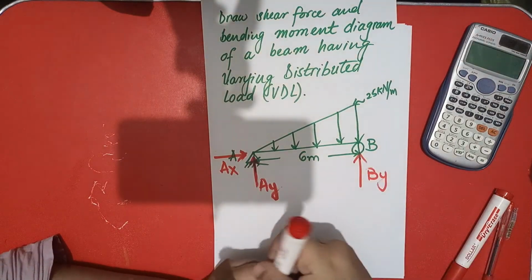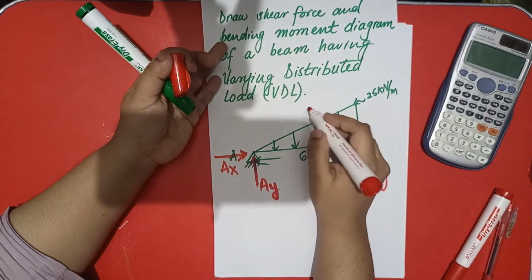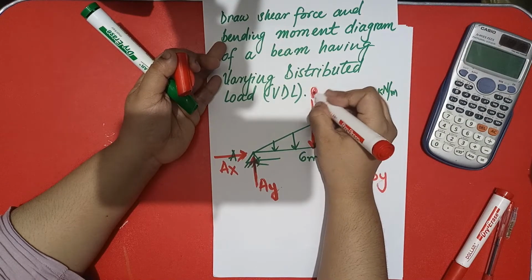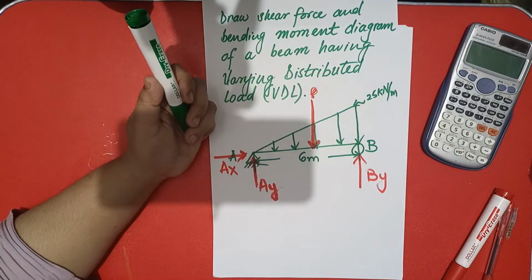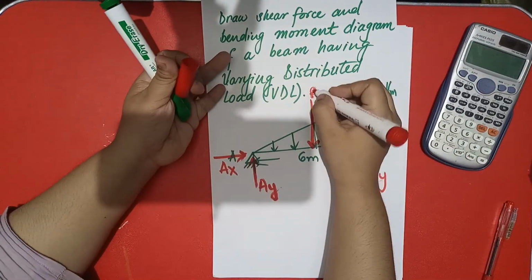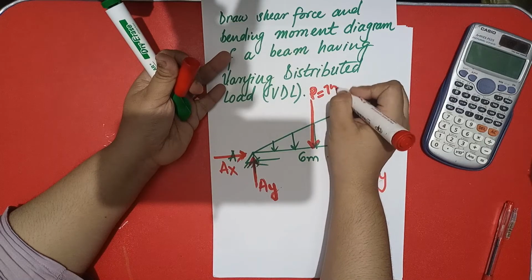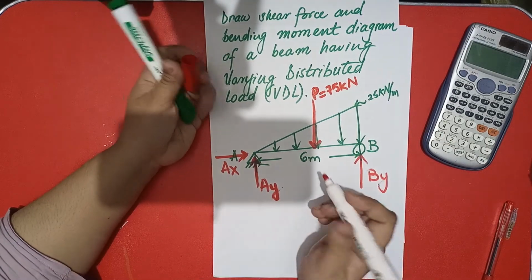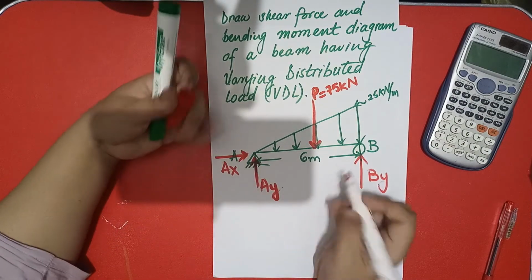And let me clear one thing over here: this is the point load you have converted. So this is P. Let me write it down. This one is P, and this is coming out to be 75 kilonewton. So if it is done, one more thing I want to make clear over here.